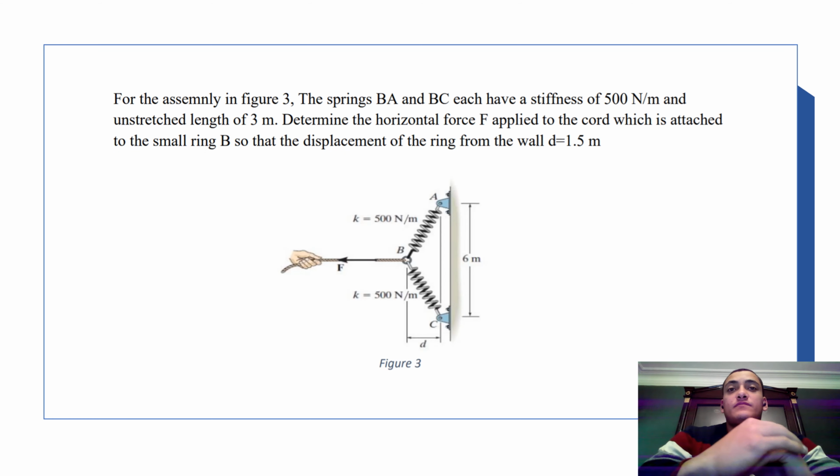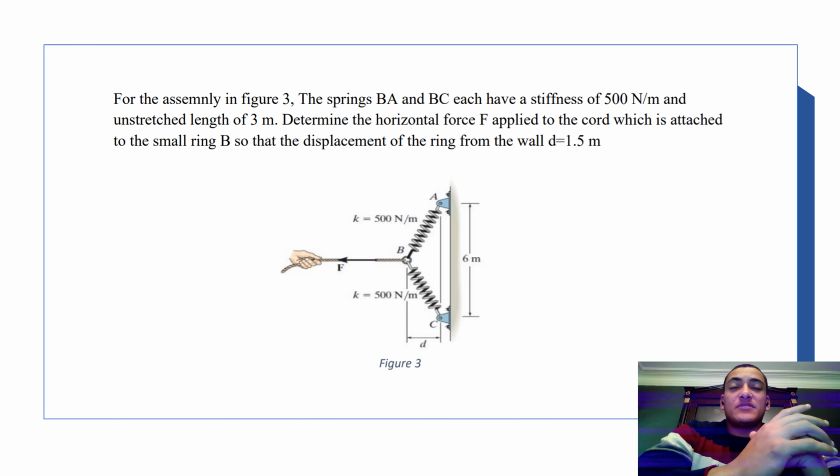Let's take another example, a more complicated one. For the assembly in figure 3, the springs BA and BC each have a stiffness of 500 newtons per meter and an unstretched length of 3 meters. Determine the horizontal force F applied to the cord which is attached to the small ring B, so that the displacement of the ring from the wall D equals 1.5. So the displacement has been given to us, it's 1.5 meters. Let's keep that in mind. And each of the springs has a stiffness of 500 newtons per meter.